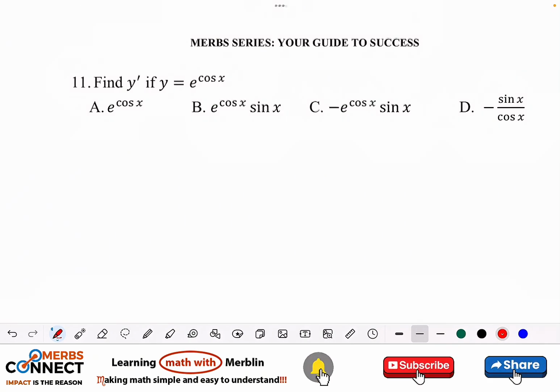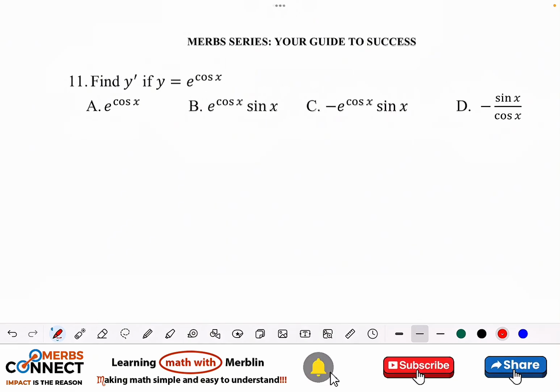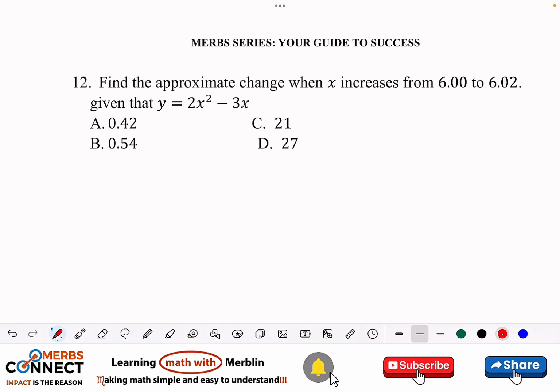Now differentiate this and leave your final results in the comment section. I want to see who is going to get it right. So differentiate this and leave your final results in the comment section.